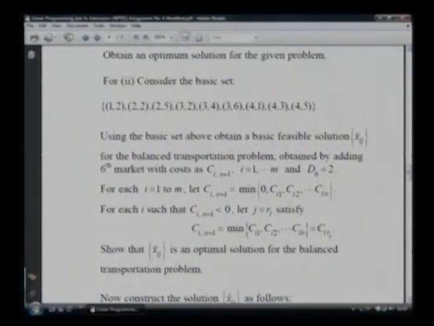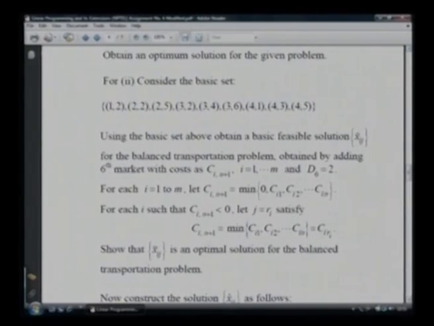For problem 2, again I am giving you a basic set of cells, and I am saying that you can obtain a basic feasible solution xij bar for the given unbalanced transportation problem, reduce it to a balanced transportation problem by adding a sixth market, and the cost will be Ci n plus 1. In our case, n plus 1 is 6, and then your D6 is 2. So, the difference between sigma Si and sigma dj is 2. So, make that difference equal to 2, and so the demand D6 will be 2, right.